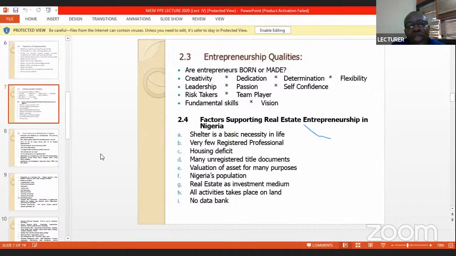Then he must be a risk taker. Some of us, myself, we are risk averse. That means when we see risk, we run away. But you notice that in real life situations, risky businesses come up with very high remuneration. So some of them are risk takers.